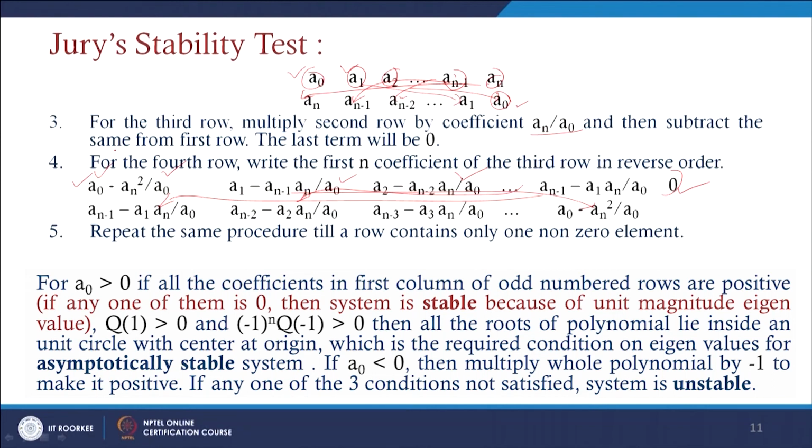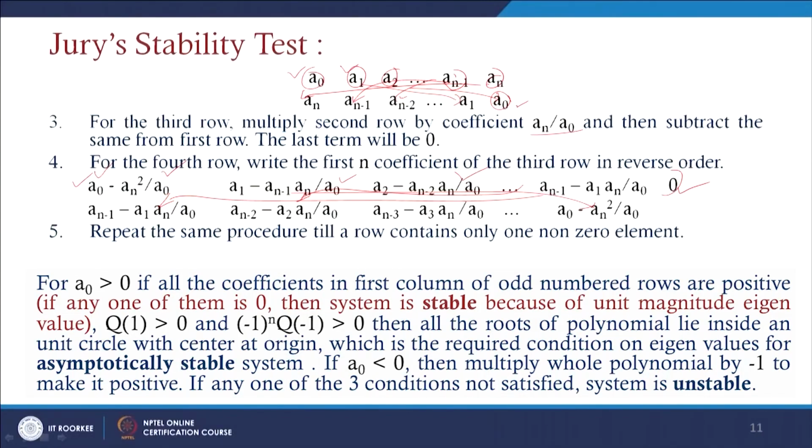This is the inverse of Descartes' rule, used to find the number of positive roots or negative roots of any polynomial. If q of 1 is greater than 0 and minus 1 whole to the power n, q of minus 1 is greater than 0, then all roots of the polynomial lie inside a unit circle. Already we know this one, with center at origin, which is the required condition on eigenvalues for an asymptotically stable system here. If a0 is less than 0, then multiply the whole polynomial by minus 1 to make it positive, and if any one of the three conditions is not satisfied, then the system is unstable here.